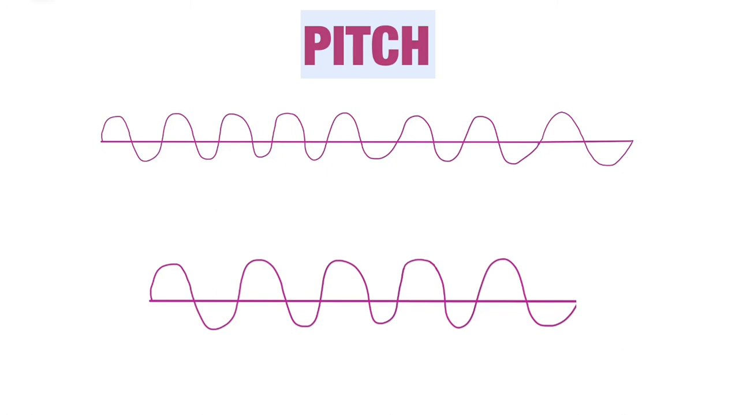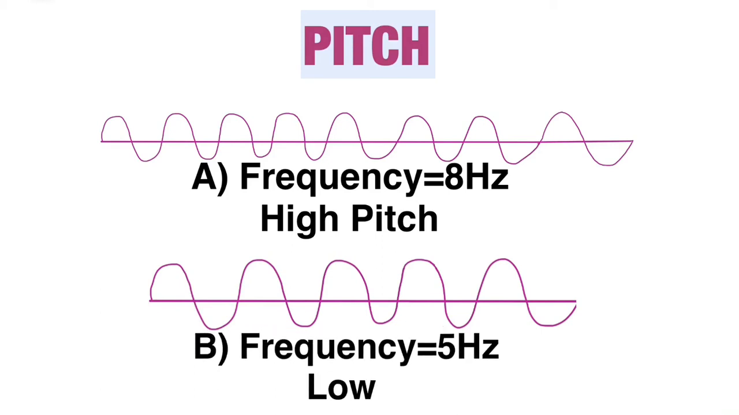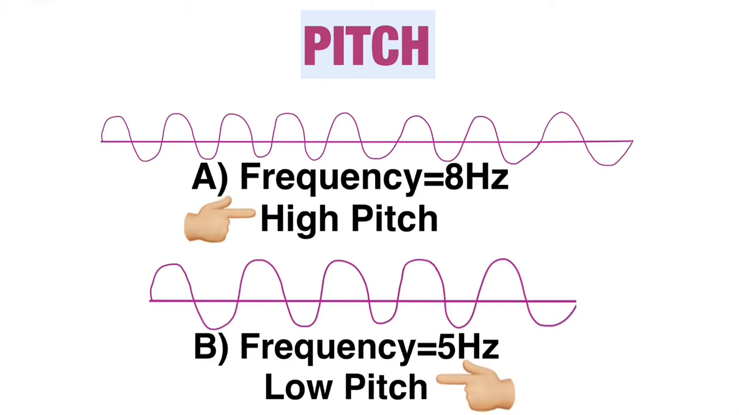Now if I give you these two graphs of vibration, can you tell me which is of higher pitch and which is of lower pitch? Yes, vibration A has a frequency of 8 Hz and vibration B has a frequency of 5 Hz. So vibration A will produce a high-pitched sound and vibration B will produce a low-pitched sound.